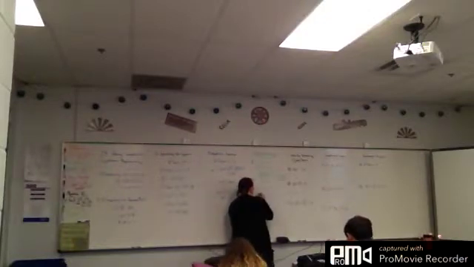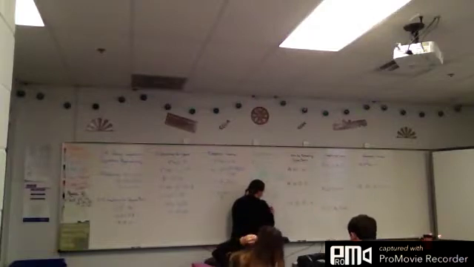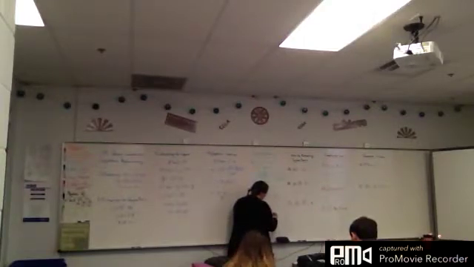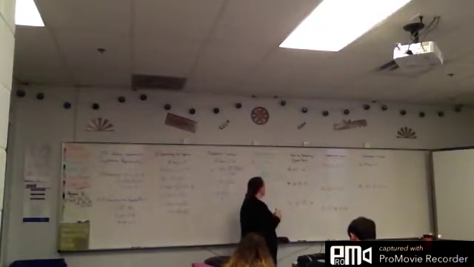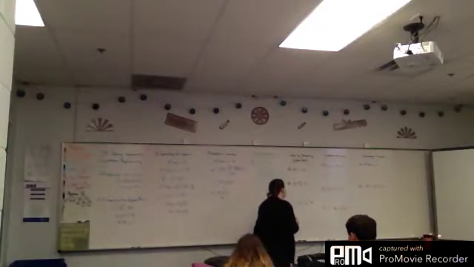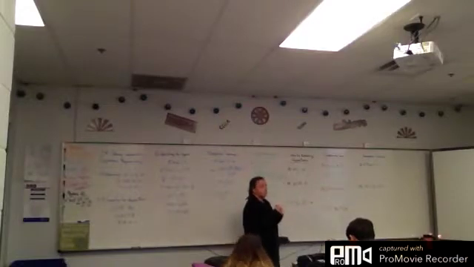Take the square root of both sides. 3x minus 1 equals 0. 3x equals 1. X equals 1/3. Factoring. You're going to have a lot of thinking to do tonight.